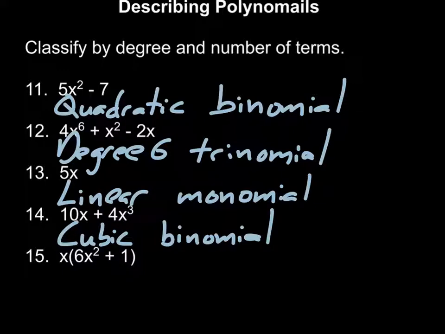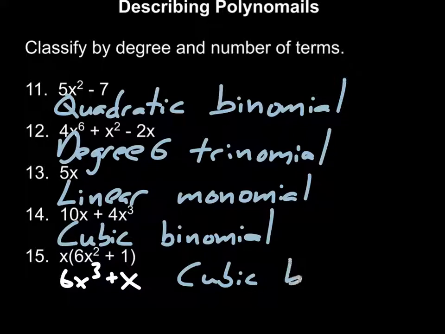And then for number 15, we're going to simplify it first. Now a little side note here. One of the reasons why we want to establish this language is because it lets us talk about how we are multiplying a linear monomial by a quadratic binomial. But when we actually do that work, that is going to give us, as a simplified expression, 6x cubed plus x. And so then that is cubic. And there are 2 terms, so it is a cubic binomial.